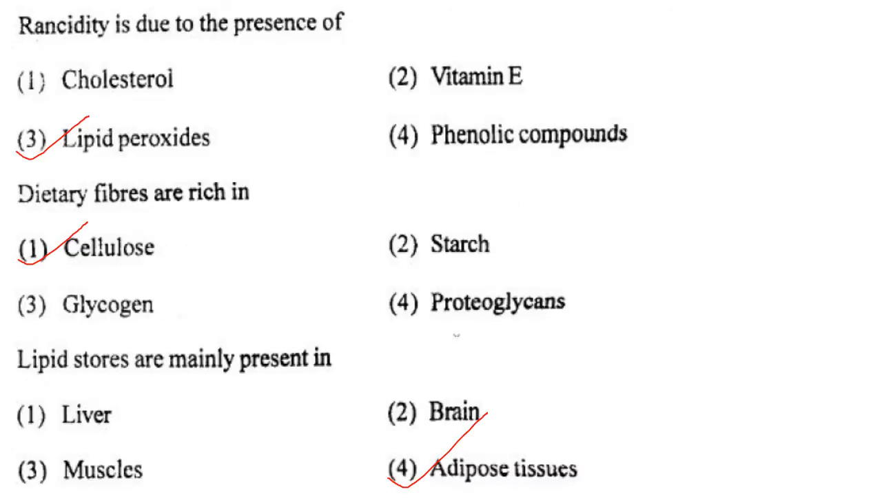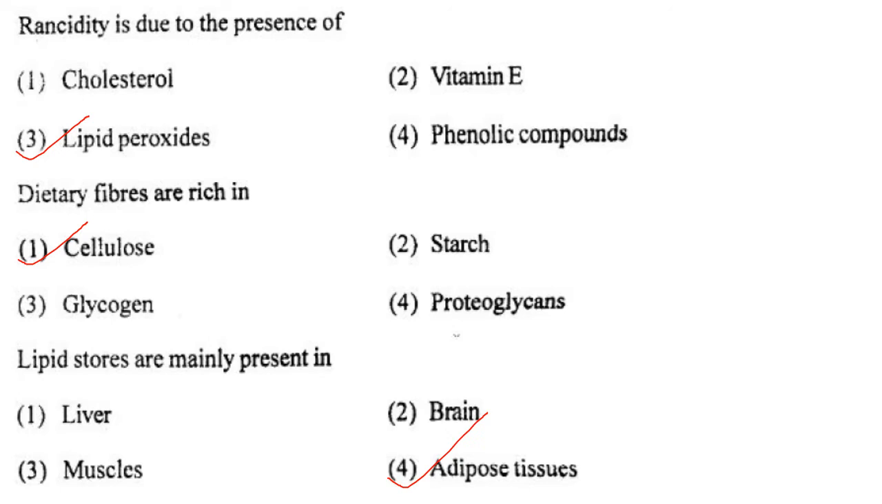Rancidity is due to the presence of option 1, cholesterol, 2, vitamin E, 3, lipid peroxides, 4, phenolic compounds. Answer is option 3, lipid peroxides. Next one. Dietary fibers are rich in option 1, cellulose, 2, starch, 3, glycogen, 4, proteoglycans. Answer is option 1, cellulose.